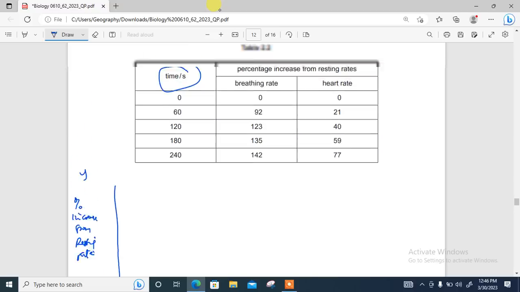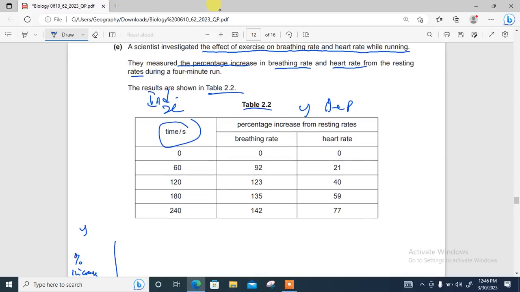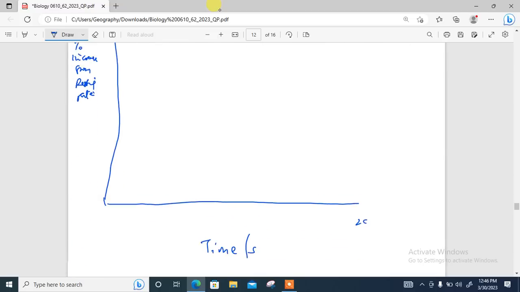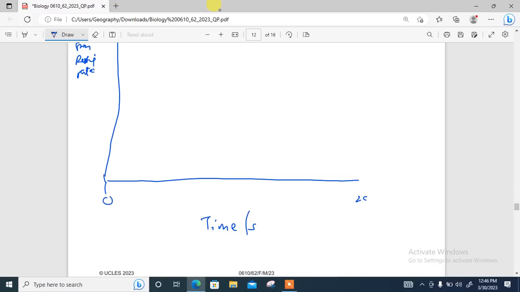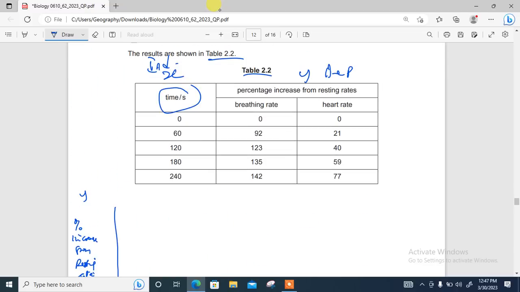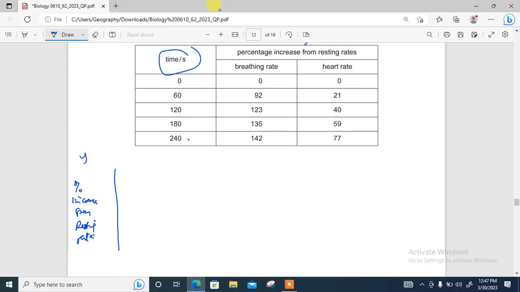My time is from 0 to 240, so I can decide to go in steps of 60. I can say 0, 60. After 60, I can add 60 again, 120. Plus 60, I can have 180. Plus 60, I can have 240, and then I can have 300. The largest value there is 240, so it's a 60 difference between them.